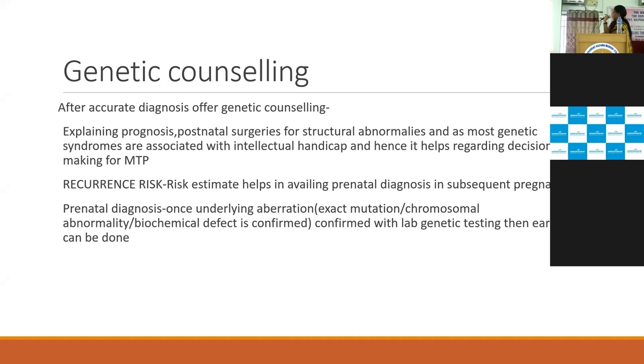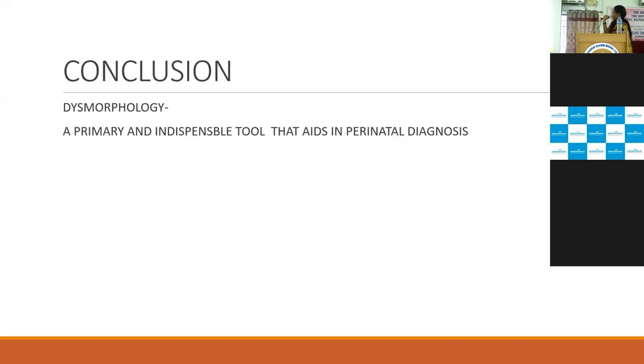You work out the recurrence risk and prenatal diagnosis confirmed with lab, and then early CVS can be done for those patients in the next pregnancy. Advice early chorionic villus sampling. So I conclude saying that dysmorphology, the branch of genetics, is a very primary and indispensable tool that aids in perinatal diagnosis and management of these genetic syndromes in these babies.